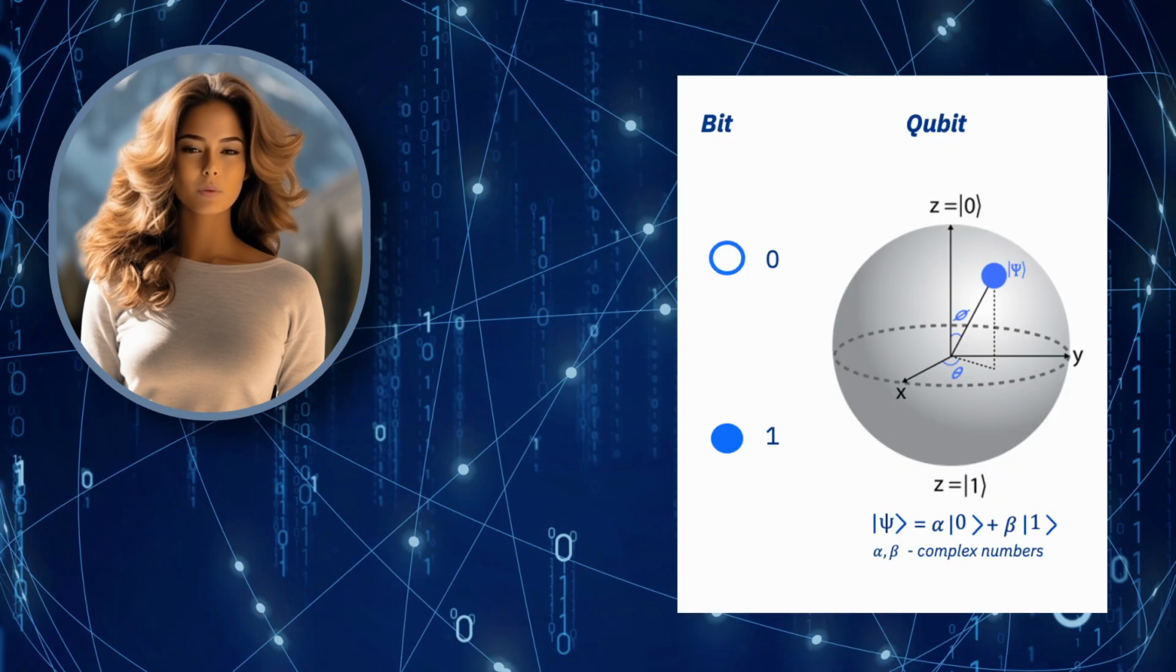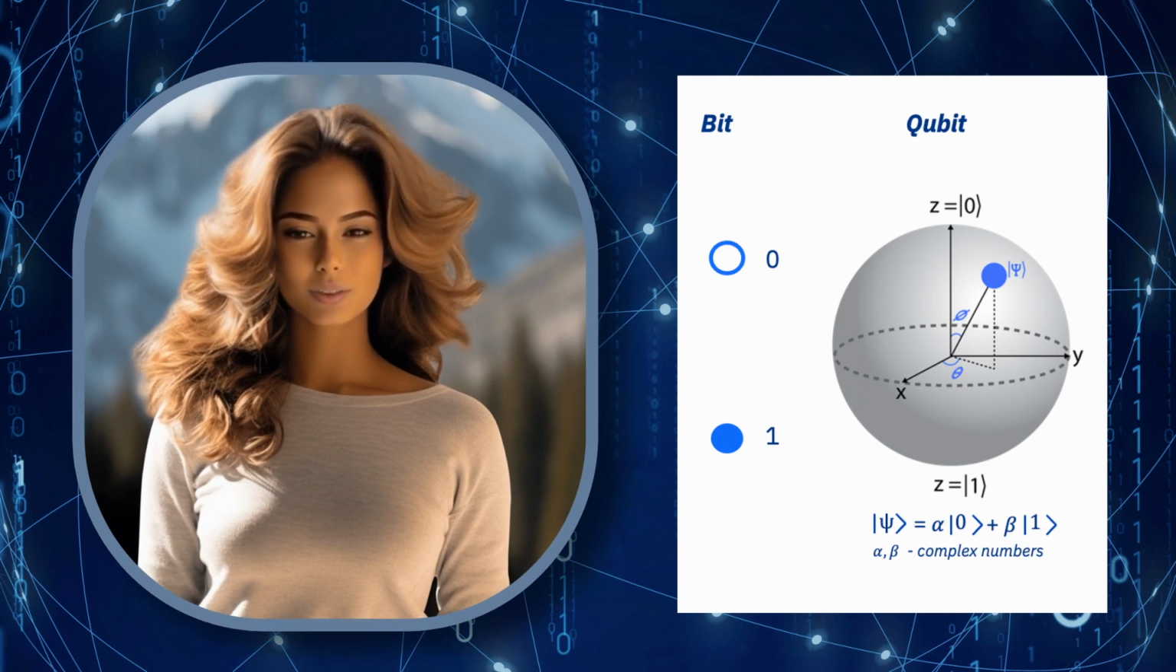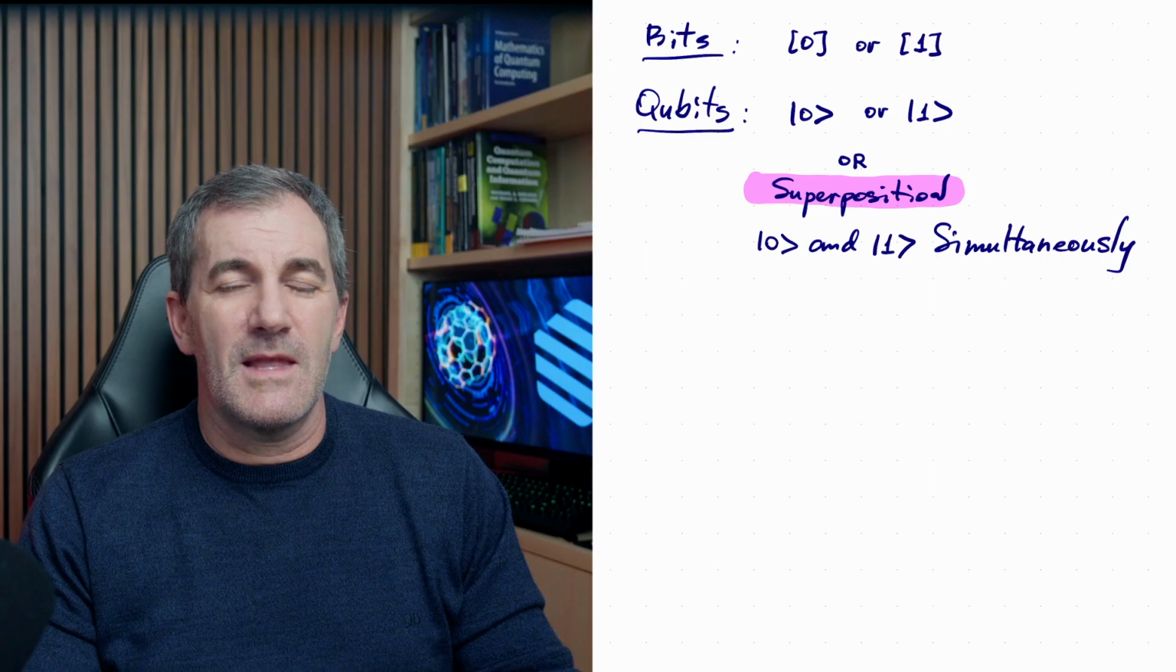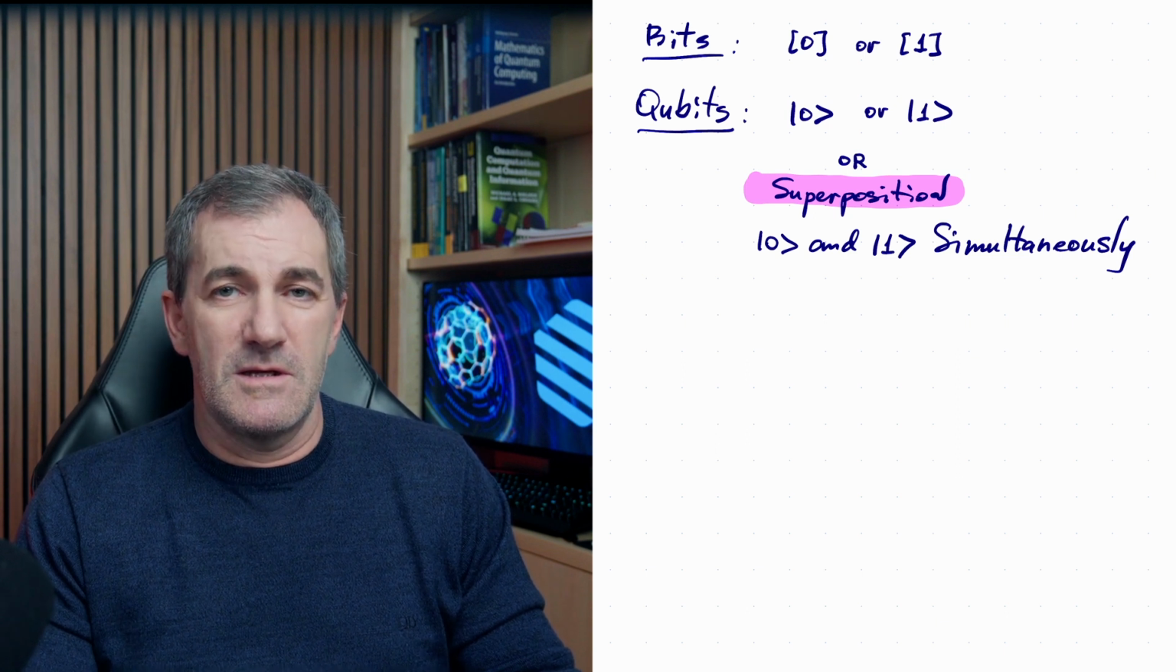Let's start with the definition of a qubit and a bit. A bit, also called binary digit or classical bit, is the smallest unit of information in classical computing technology. A bit can have only 2 values. It can be either 1 or 0. A quantum bit, also called qubit, is the smallest unit of information in quantum computing. A qubit can be 1, 0, or simultaneously 1 and 0. This remarkable property of a qubit is called superposition.